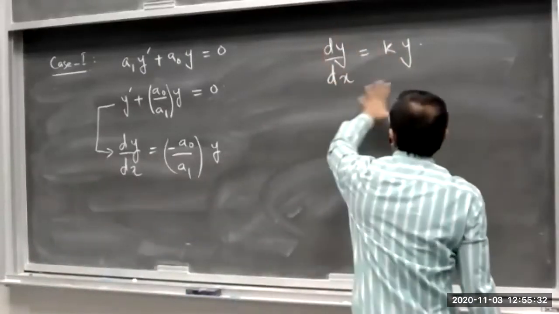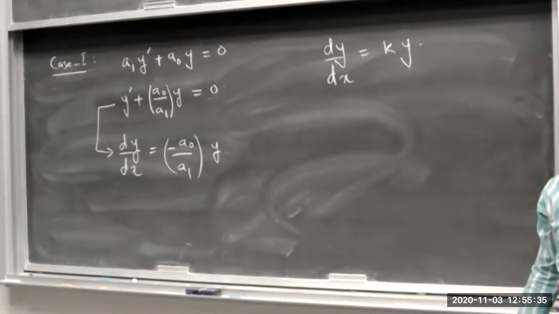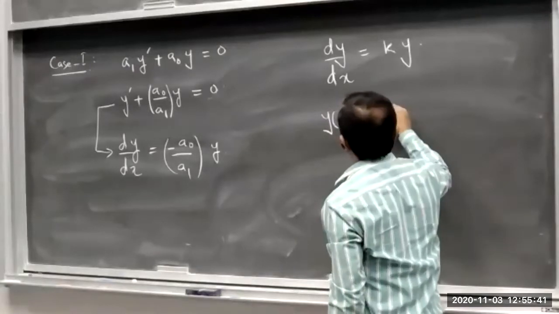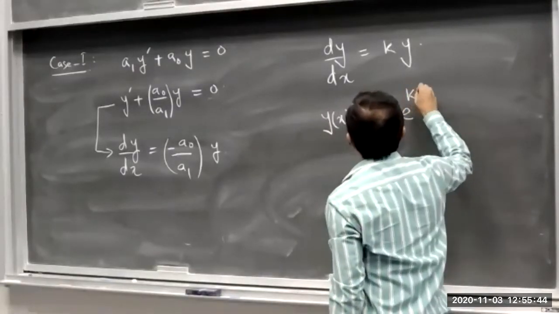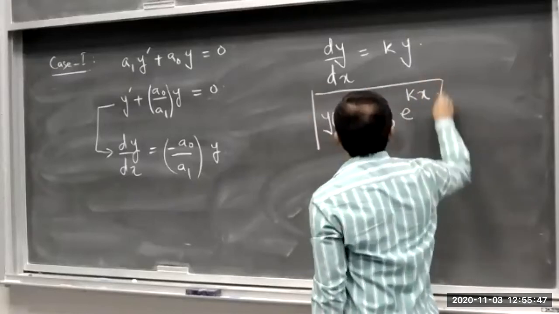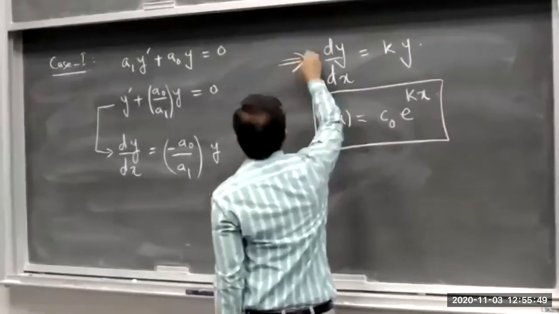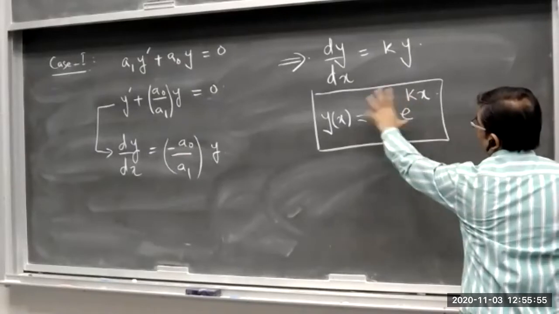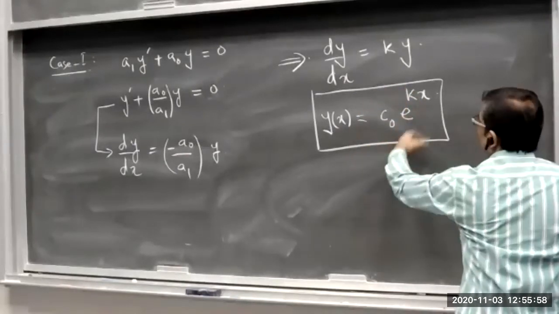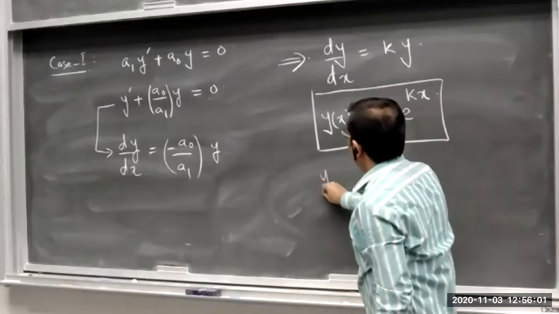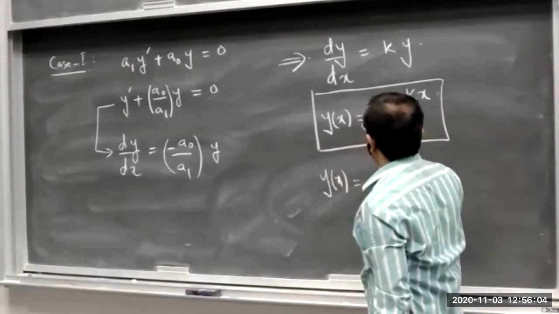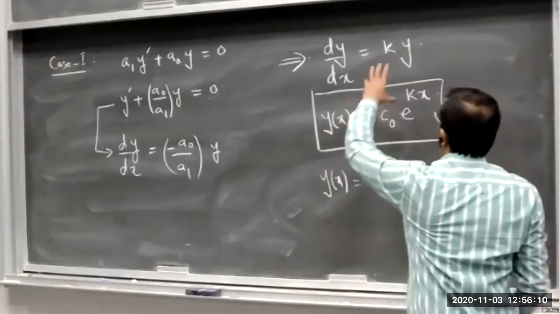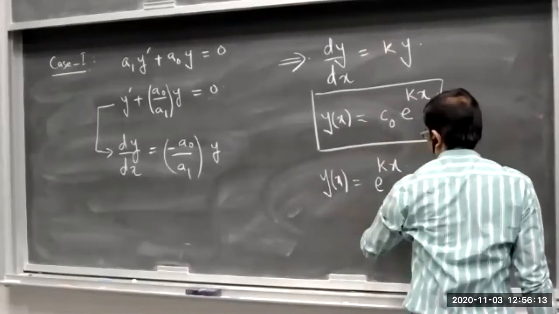We have already seen that an equation of this kind always has a solution of what? y of x is c naught times e raised to the power kx. Any linear differential equation of this kind will always have a solution of this kind. This is the general solution. We can say that y of x is equal to e raised to the power kx, where c naught is 1; this is basically the form of the solution of this equation.